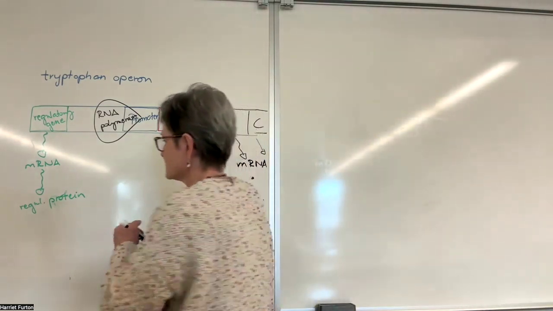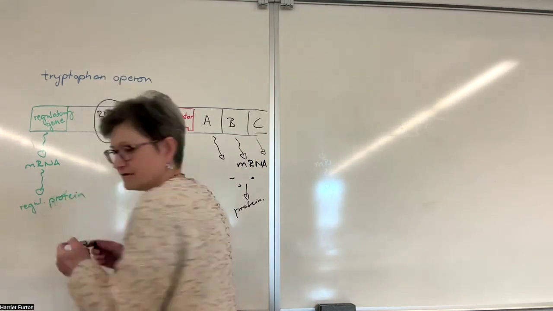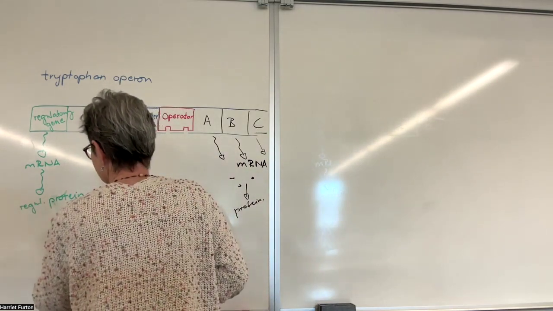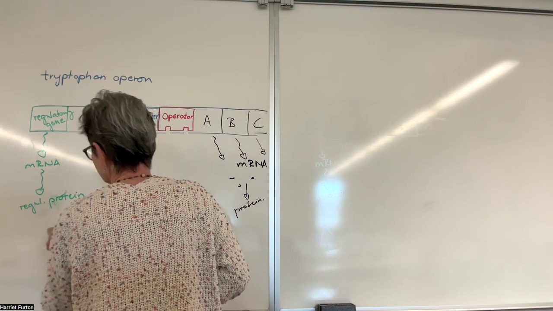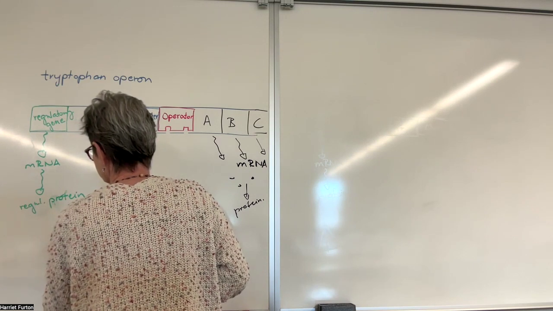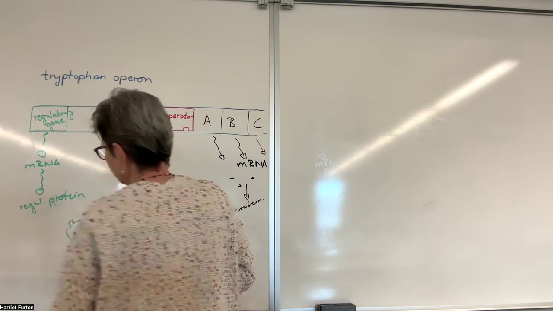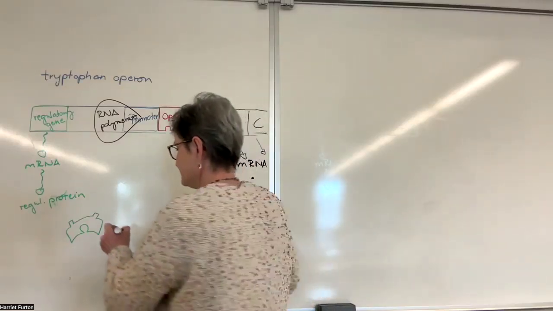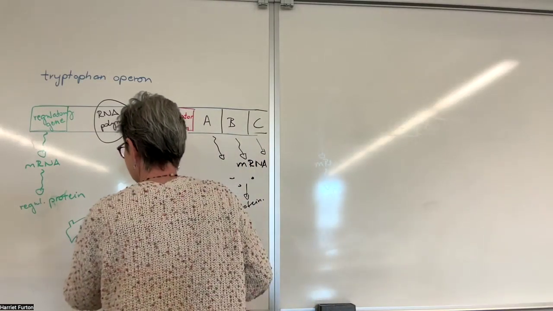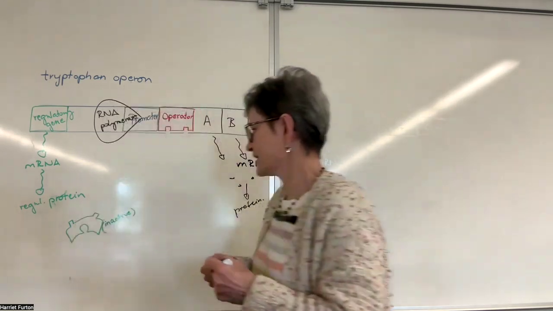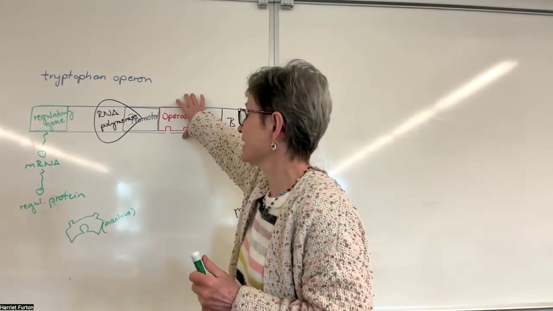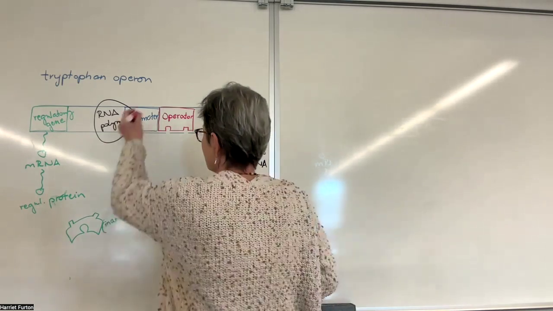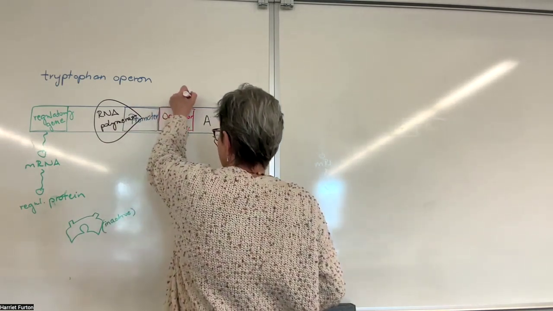At this point, the regulatory protein would look like this. I'll try to come up with something using some shapes. So this is the regulatory protein, and it is not active. It is inactive at this point. The regulatory protein is inactive, and the tryptophan operon is on. It's going to do its job. This is on at this point.